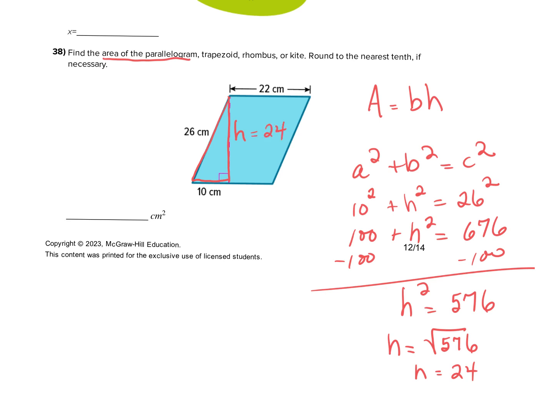Now, because this is a parallelogram, opposite sides are congruent. So my base is 22. So 22 times 24 gives me an area of 528 centimeters squared. I did this before. They are 10 and 26. The numbers are exactly the same. So I've already done the math, which is kind of nice. So I'm good.